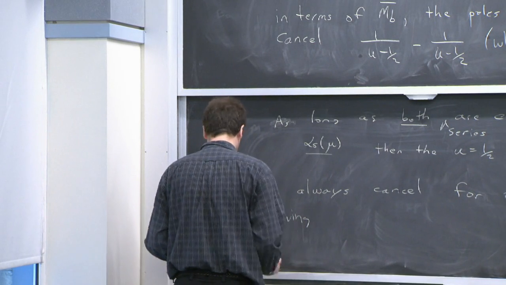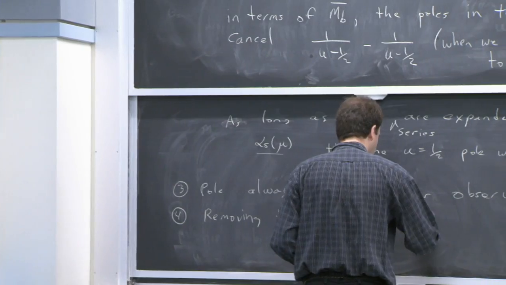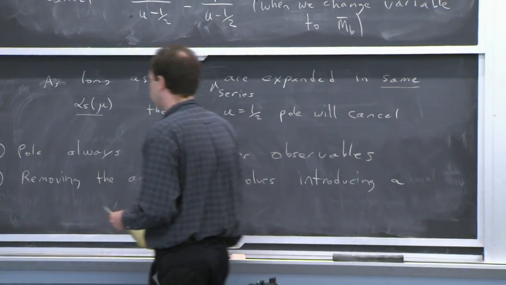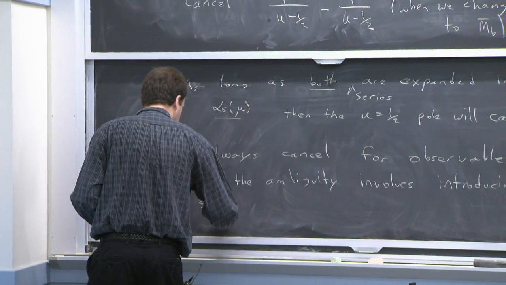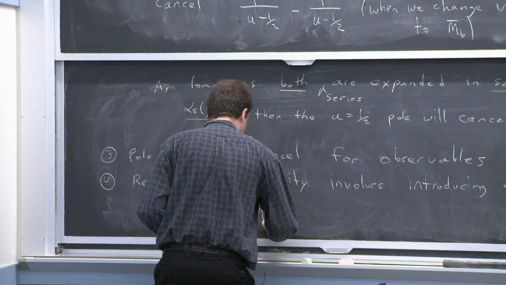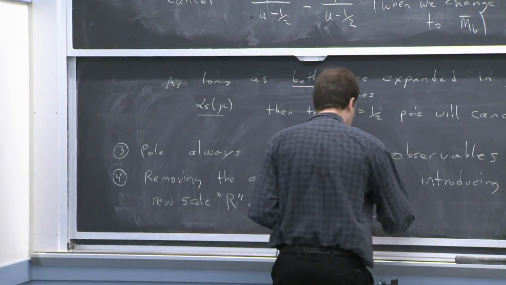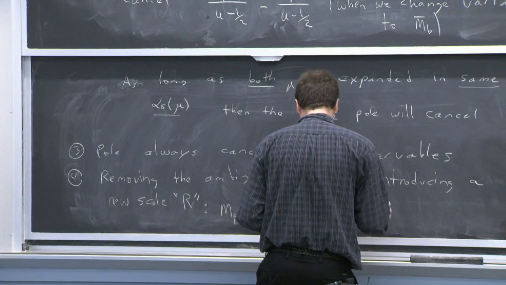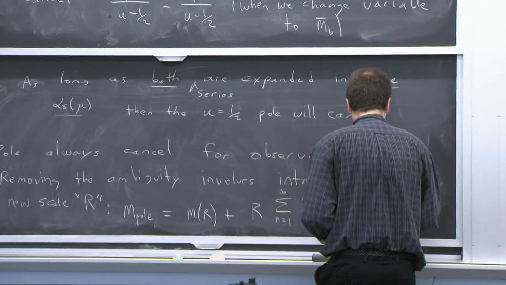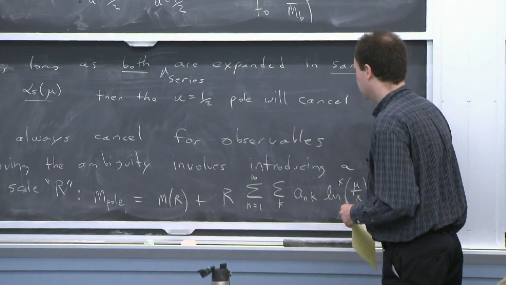So how should you think about this cutoff? When we remove the ambiguity, we actually introduce a scale. The way you can think of that is as follows. In general, the relation between the pole mass and some other mass is some infinite series, which has the general structure of a bunch of logarithms, perhaps, and coupling constants, and some coefficients. So it's a double series in n and k.